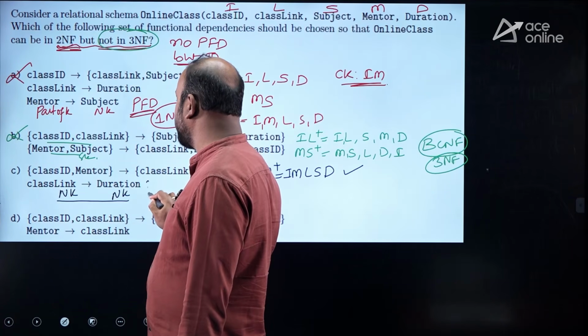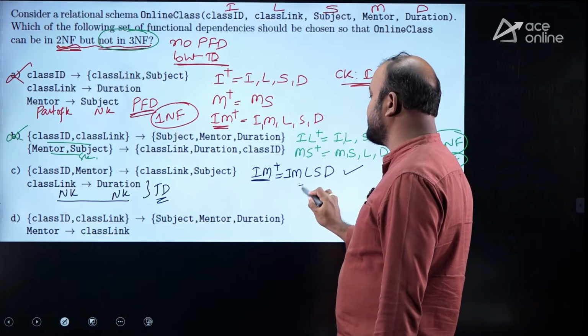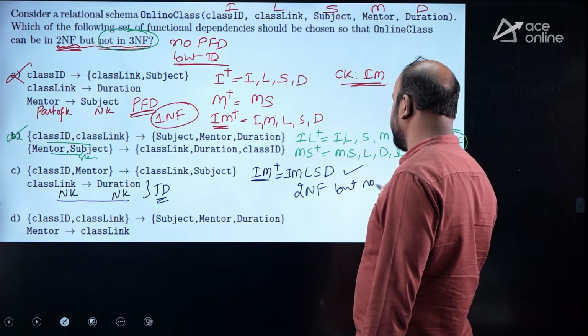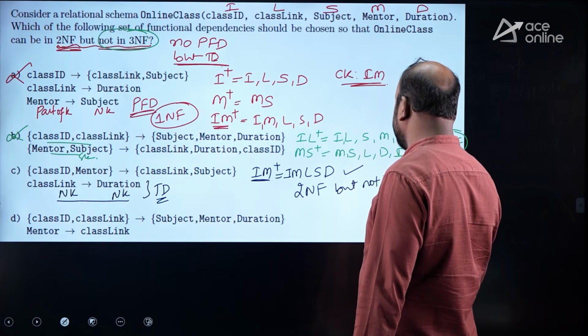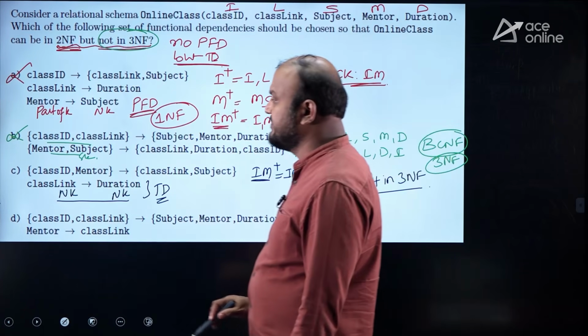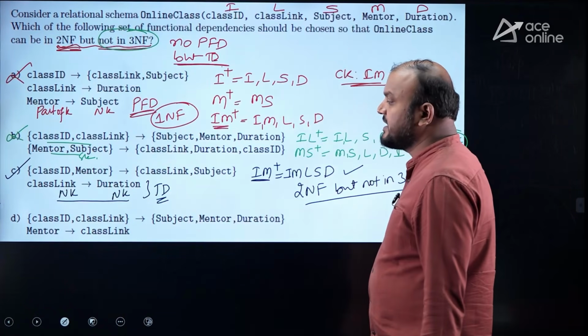Non-key depending on non-key is called transitive dependency. If a transitive dependency is there, the relation is in 2NF but not in 3NF. It is in 2NF because there are no partial dependencies, but not in 3NF. So the answer is option C. C is the correct answer.